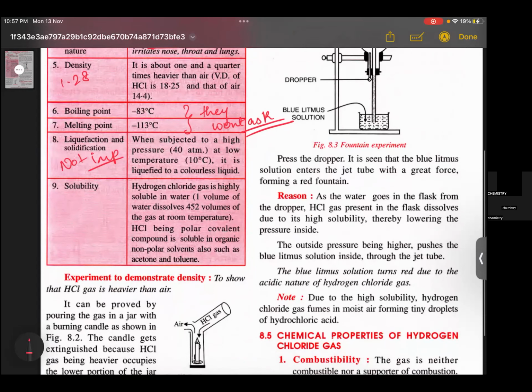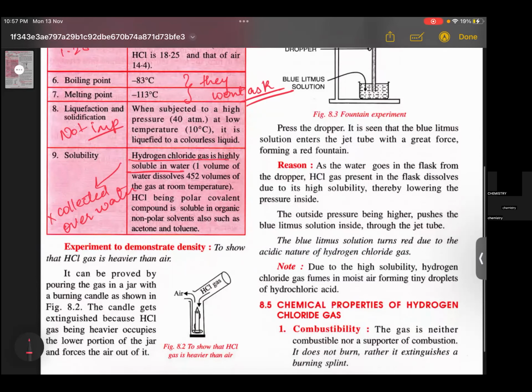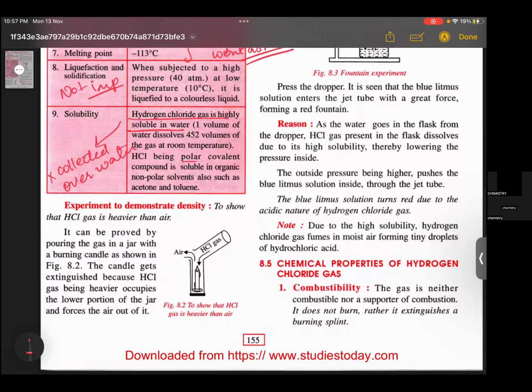Solubility. Hydrogen chloride gas is highly soluble in water. We just need to know this. And this is why it is not collected over water. Clear? We can also say hydrogen chloride, being polar covalent, is soluble in organic or non-polar substances such as acetylene and toluene. So you can know this, again, not important.